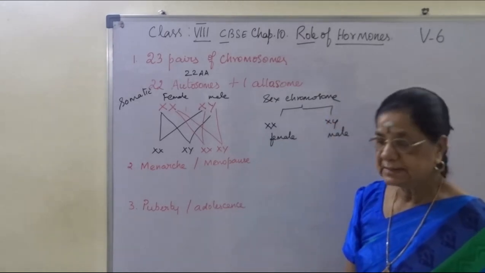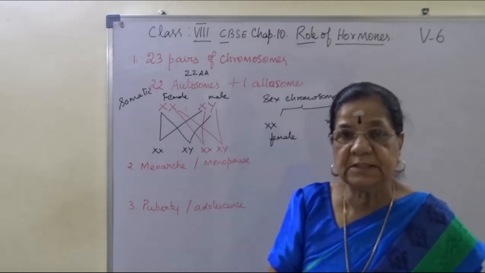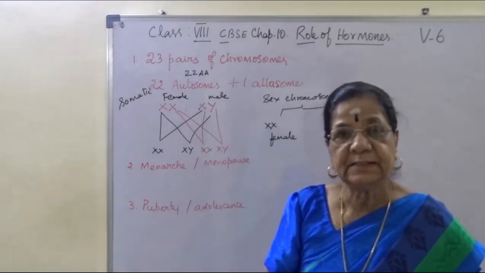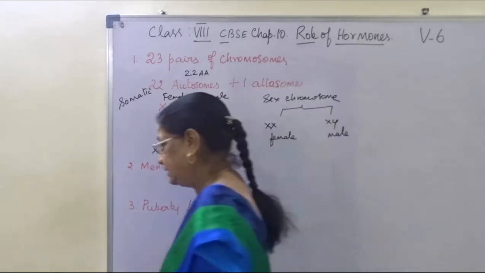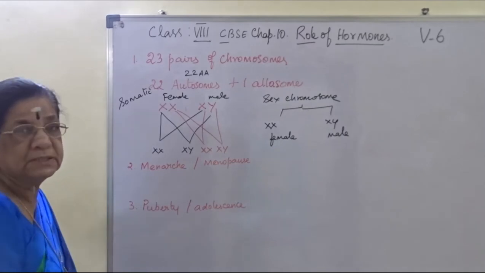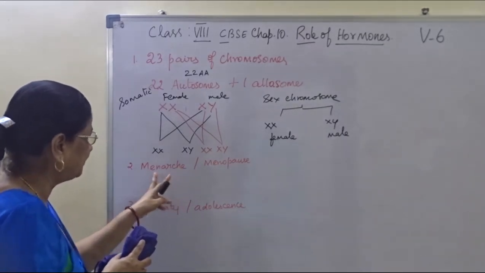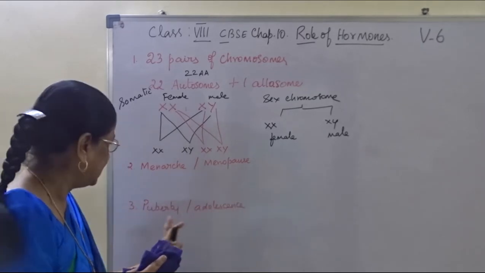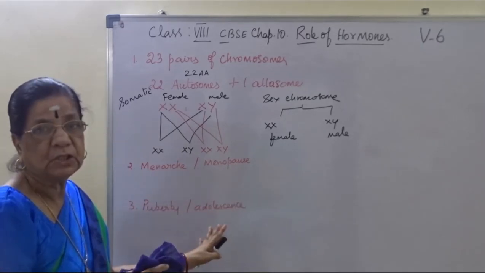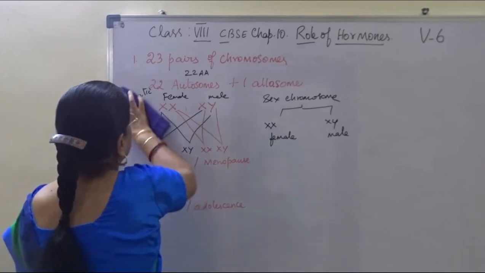As I said yesterday, we should have the interrelation of chapters 9 and 10. So that is about the determination of sex in humans. Then you should know the terms menarche, menopause, puberty and adolescence. I hope you understand.